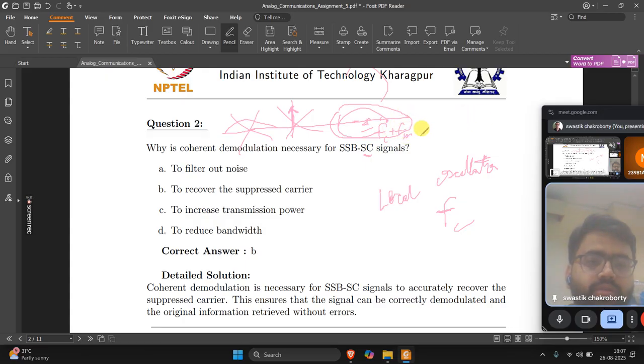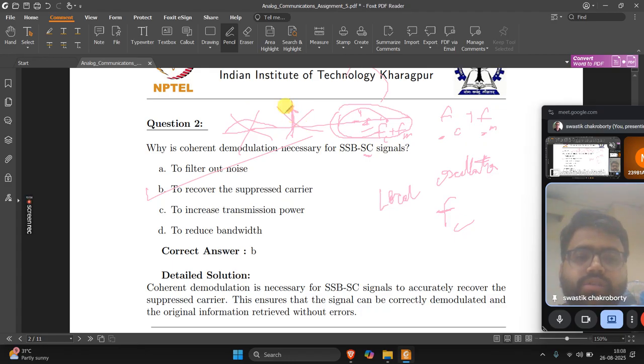So you will get the frequency Fc plus Fm. But if you don't know Fc accurately, then you cannot separate Fc from Fm. So to recover the suppressed carrier, we need exactly coherent demodulation. Exactly coherent demodulation may not be necessary in a normal amplitude modulation signal. Why? Because in a normal amplitude modulation signal, the carrier is also present.